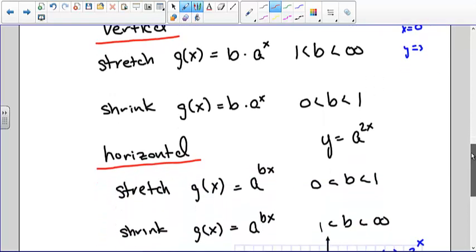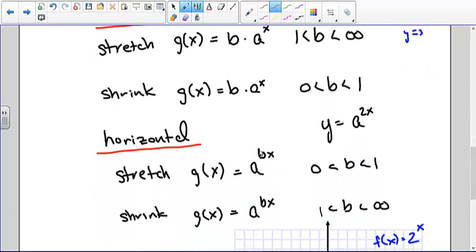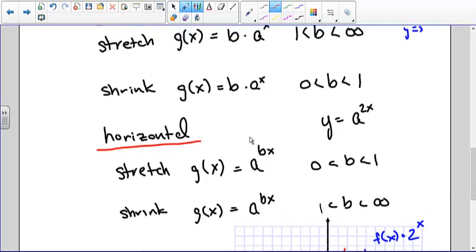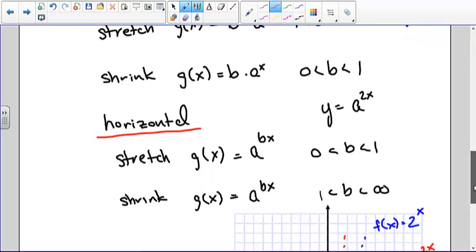And then horizontally, the multiplying term is inside the exponent. For stretching it horizontally, which is the same as shrinking it vertically, b in the exponent term would be between 0 and 1, and to shrink it, b is greater than 1 and less than infinity. And those are kind of qualitative things. You'd have to plot the function to know exactly how much it changed.